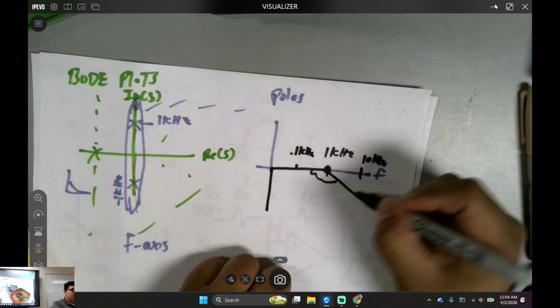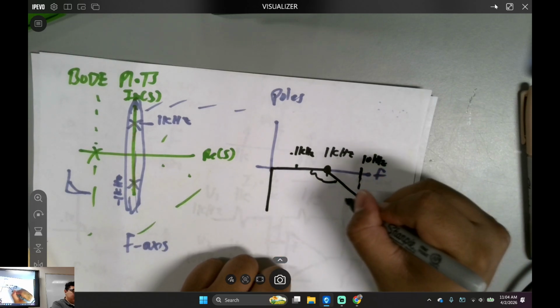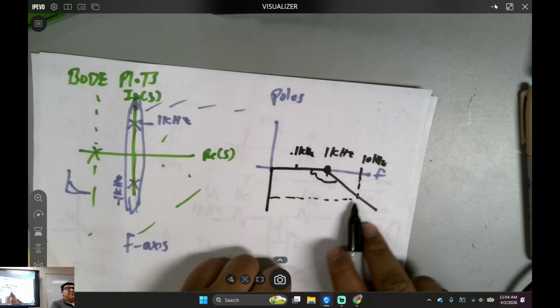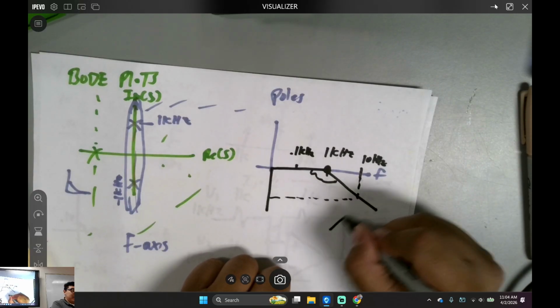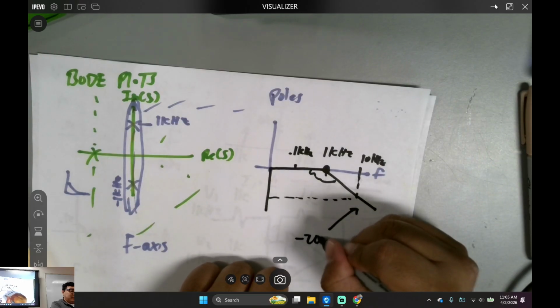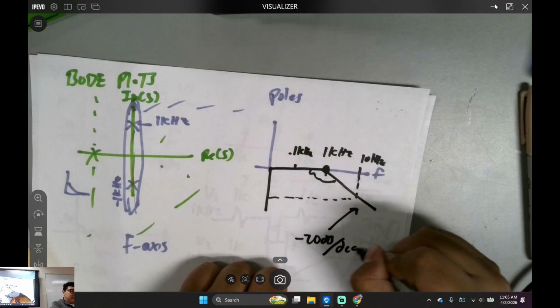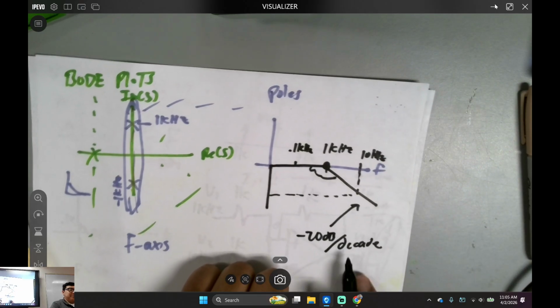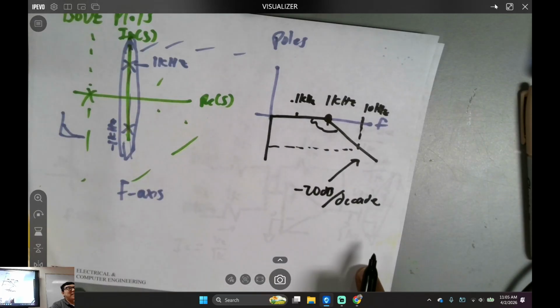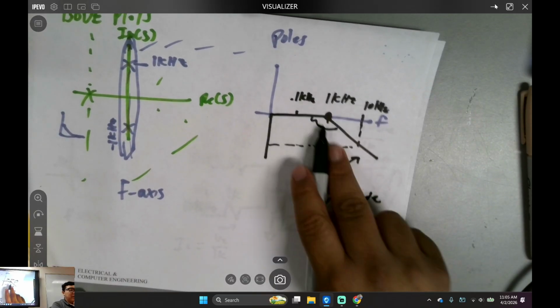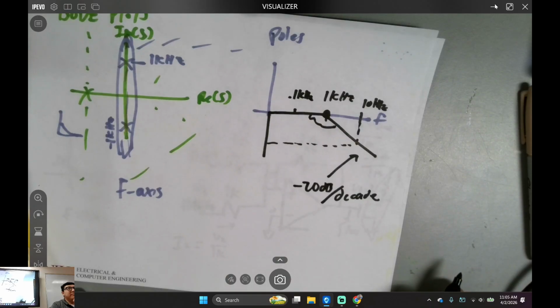If I were to do the following, the value right here, actually this slope right here, you're going to memorize this. It's minus 20 dB per decade, from the pole all the way to infinity frequency. Everyone going to memorize this? Because I don't think you're going to ever use this again in the courses, except if you take my 420 lab. But I want you guys to know this.